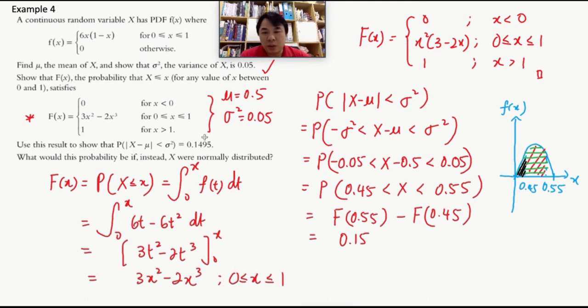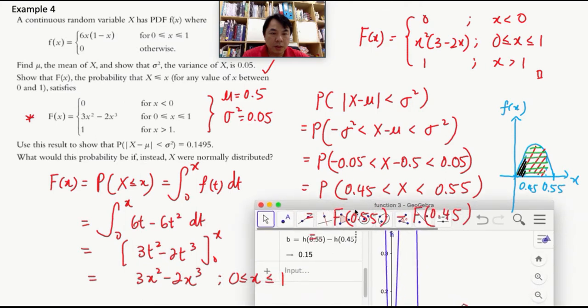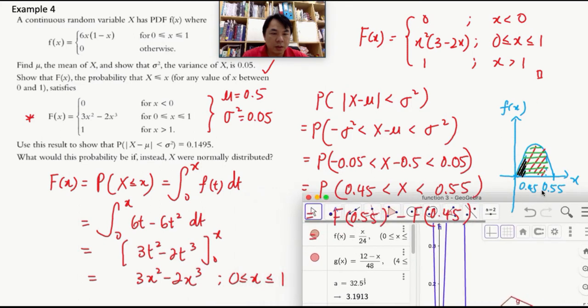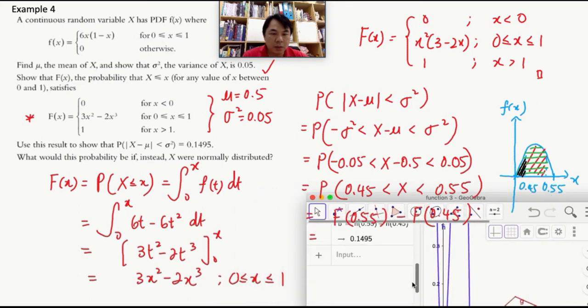But anyway, based on the questions, I did not fulfill the requirement. I need to leave the answer to 4 decimal places, so I might want to change my result a bit here. But just let me get back to my software one more time, and let me configure the decimal numbers that I can get. Yeah, maybe I'll get that 4 decimal places, and then let's see whether I'm actually getting what I'm supposed to get. So that is actually 0.1495.